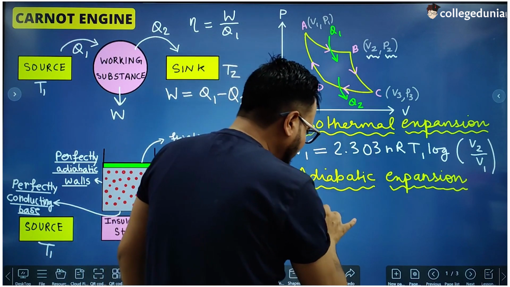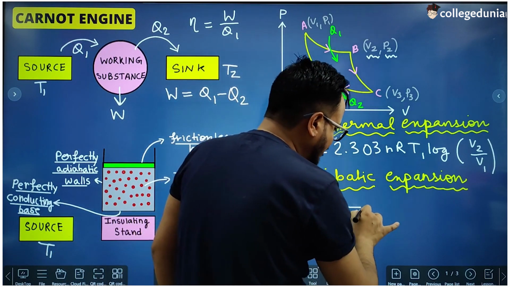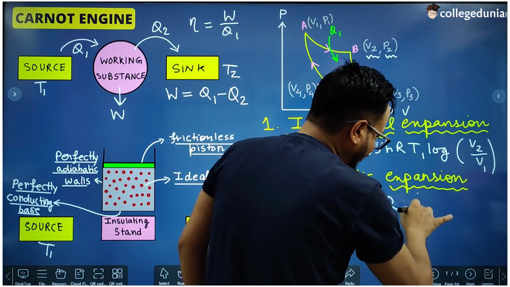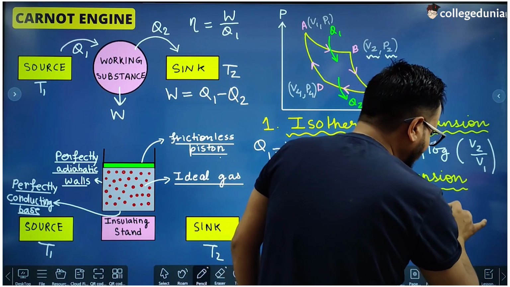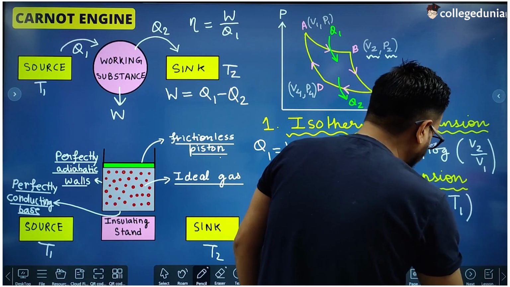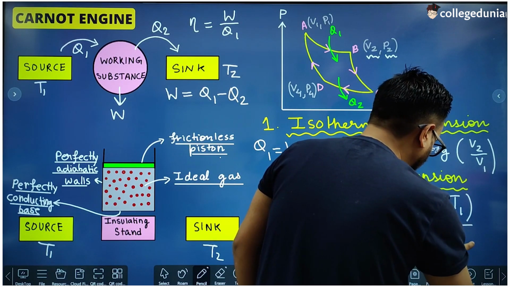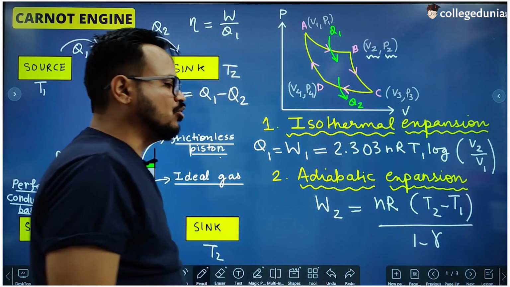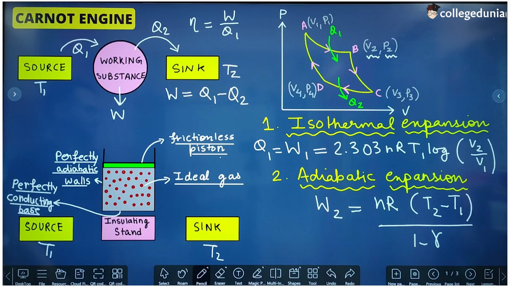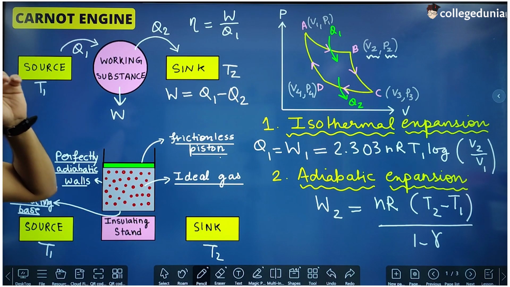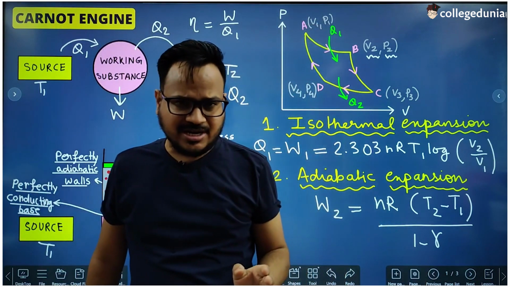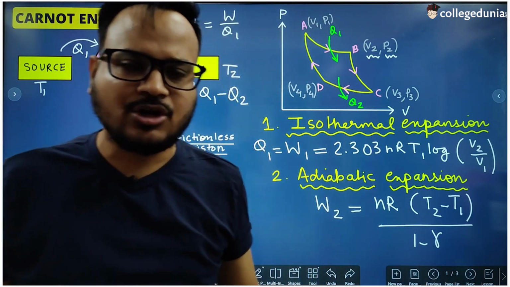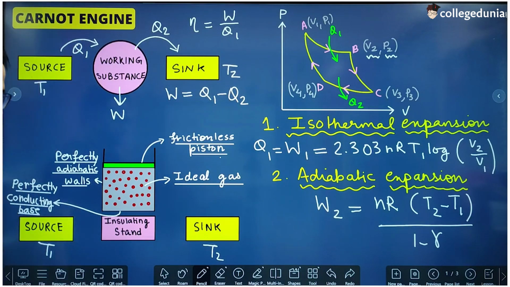So we can say the work done in the second step is NR. What is the work done in an adiabatic process? N into R, final temperature minus initial temperature, divided by 1 minus gamma. You all must know about gamma, which is the ratio of Cp by Cv for a gas. Cp is the molar heat capacity at constant pressure and Cv is the molar heat capacity at constant volume.